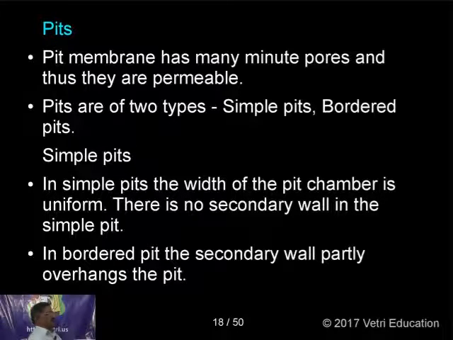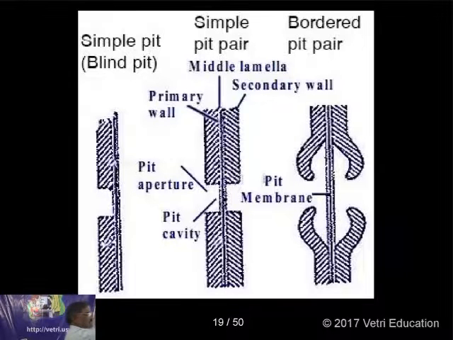Pits are of 2 types, simple pits and bordered pits. In simple pits, the width of the pit chamber is uniform. There is no secondary wall overhanging in the simple pit. And having simple pits is the characteristic feature of the fibers. The second one is the bordered pit. The secondary wall partly overhangs the pit, that is, it borders the pit, that is the bordered pit. Bordered pits are found in tracheids and vessels.